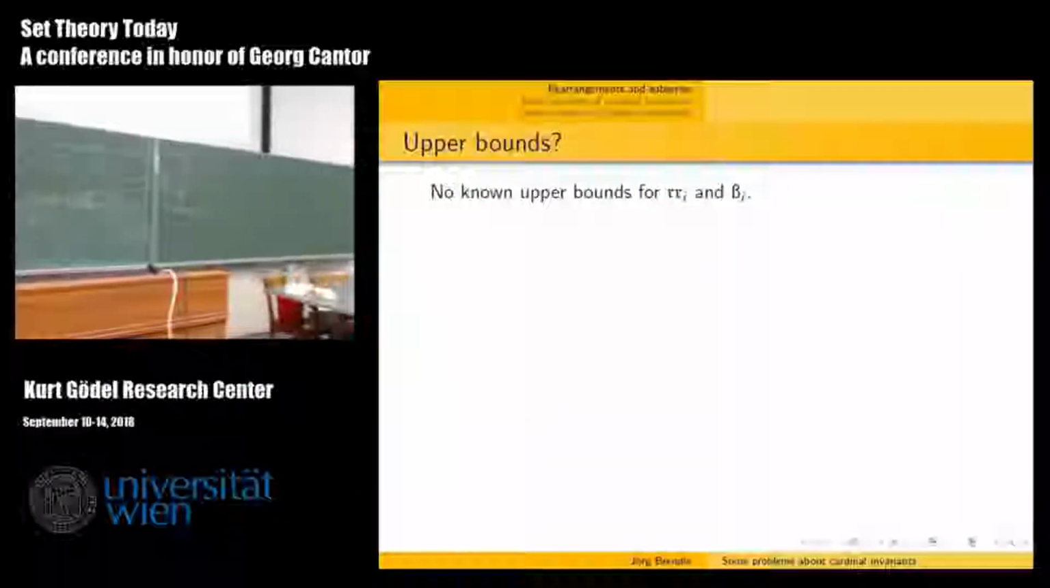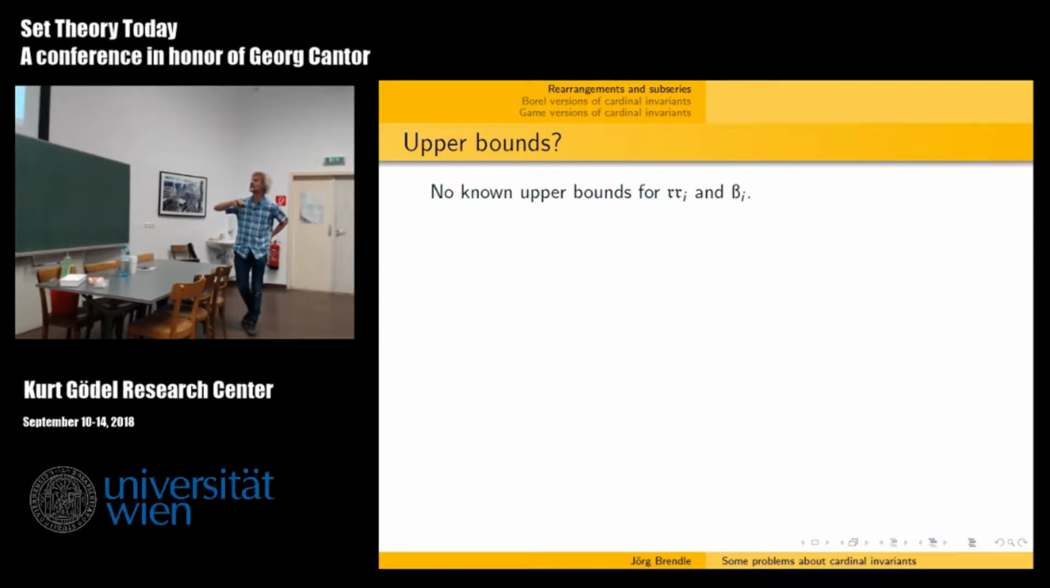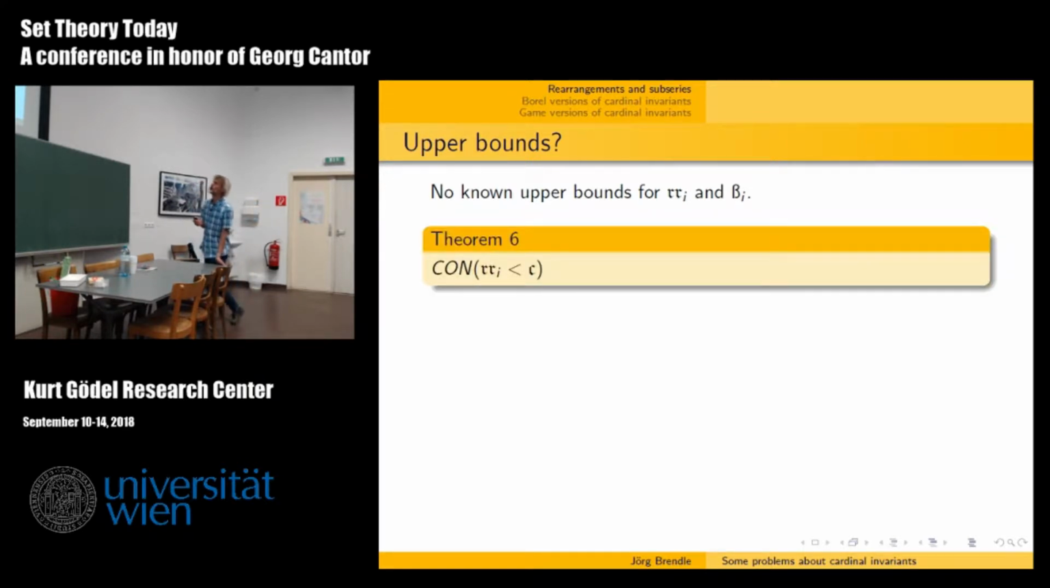What I really want to focus on is how big these two cardinals on the right-hand side are. And there are no known upper bounds for these cardinals in ZFC, except, of course, for the size of the continuum. It's consistent that the rearrangement number is less than the continuum.